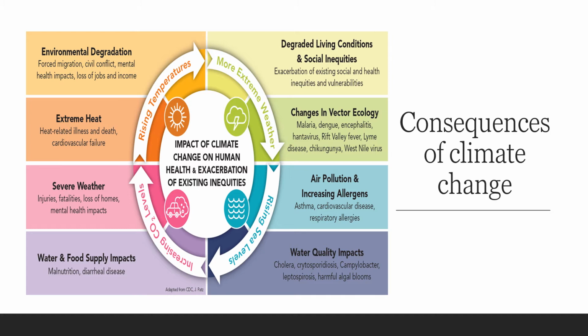and incomes, extreme heat, heat-related illness and death, cardiovascular failure, degraded living conditions, social inequalities, changes in vector ecology, air pollution, increasing allergens. This will increase diseases like asthma, cardiovascular disease, respiratory allergies, severe weather, injuries, fatalities, loss of homes, mental injury, health impacts, water and food supply impacts, water quality impacts. So, malnutrition will occur, diarrheal disease will occur, cholera, and other harmful algae bloom will also occur.